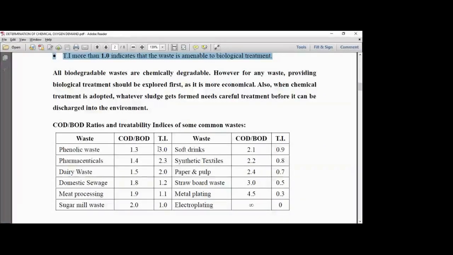Some TI values we have got for some of the wastes as well. So if I'm having a phenolic waste, that means it is a purely chemical waste. So the phenolic waste, here you can see, has a treatability index of 3.